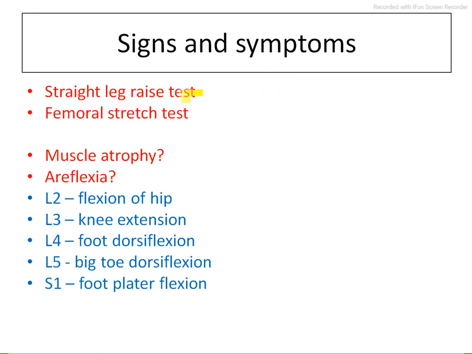and different tests you can do: SLR test, straight leg raise test, femoral stress test, and you can look for muscle atrophy, of course, and you can see areflexia, especially ankle. And on the basis of myotome, you can see different motor action. Suppose L2, flexion of the hip is predominantly done by L2, knee extension by L3, foot dorsiflexion by L4, big toe dorsiflexion by L5, and foot plantar flexion by S1.